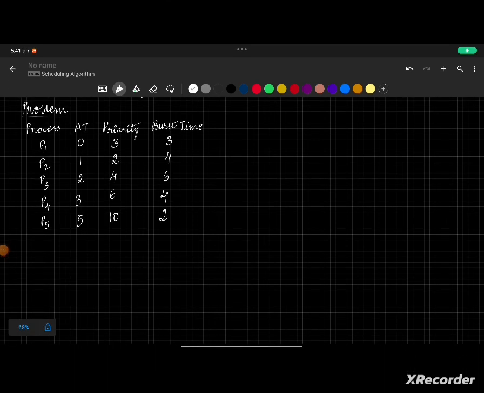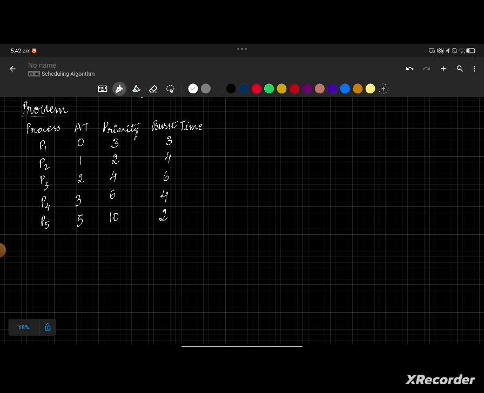Let us consider the problem with processes P1, P2, P3, P4 and P5, where arrival time, priority and burst time are given. We need to find the completion time, average turnaround time and average waiting time. Here we are considering lower the number, higher the priority. So whichever has a low number has higher priority. 2 is the lowest number, so it starts from here: 2, then 3, 4, 6 and 10. This will be the priority order.